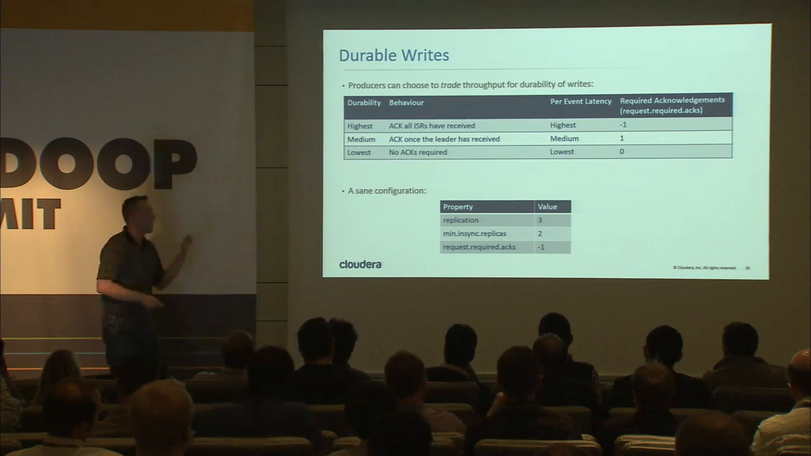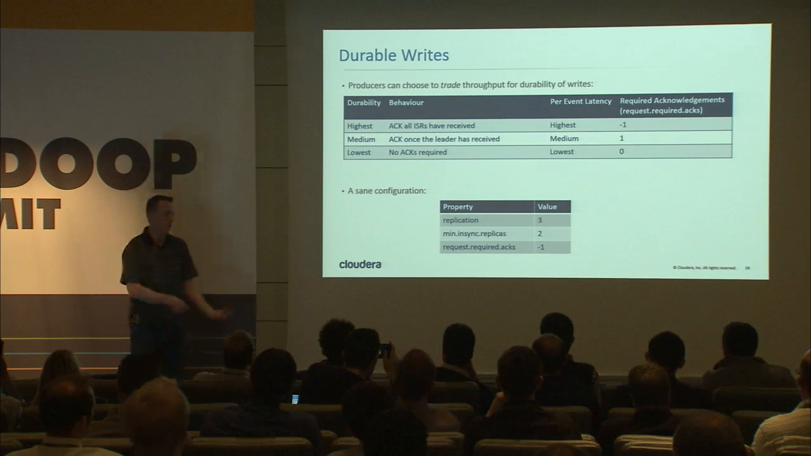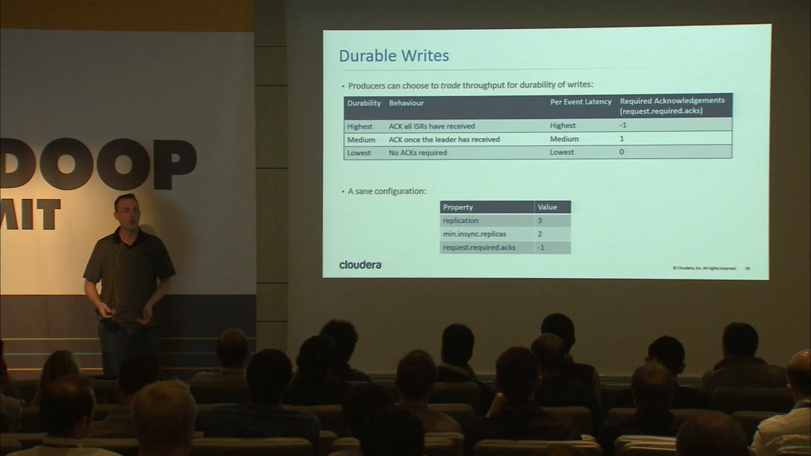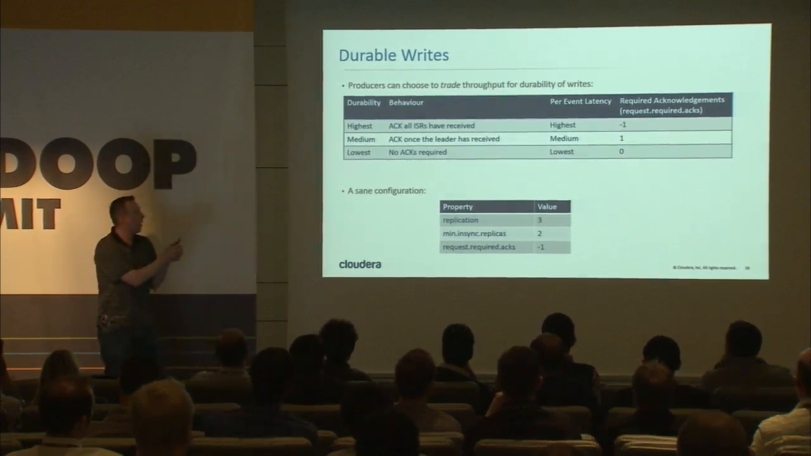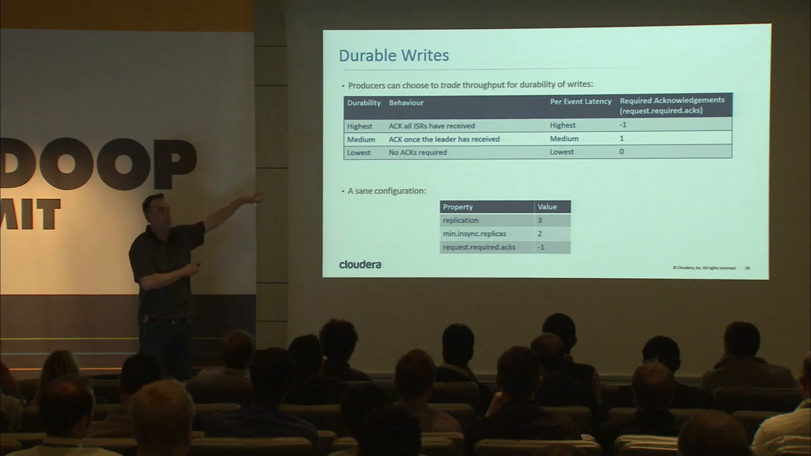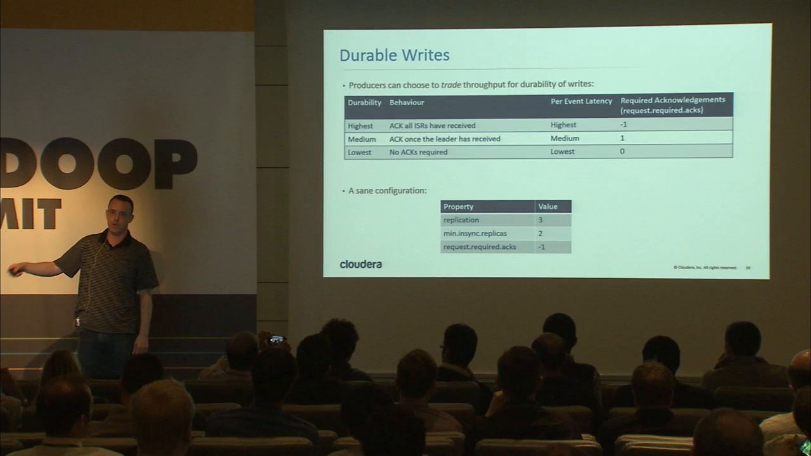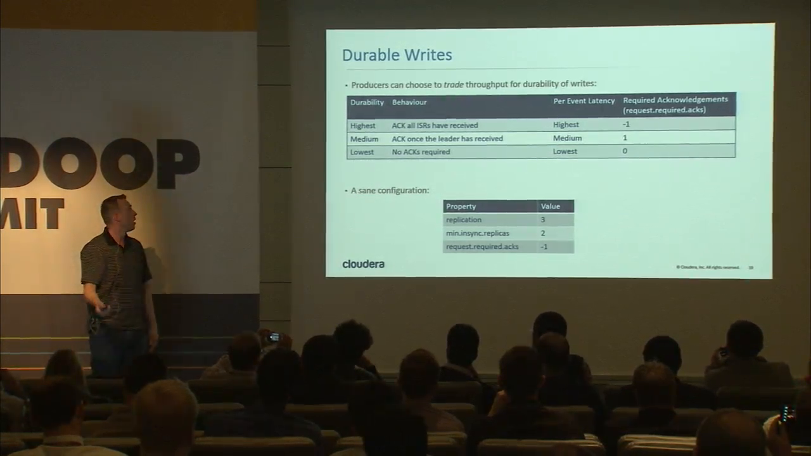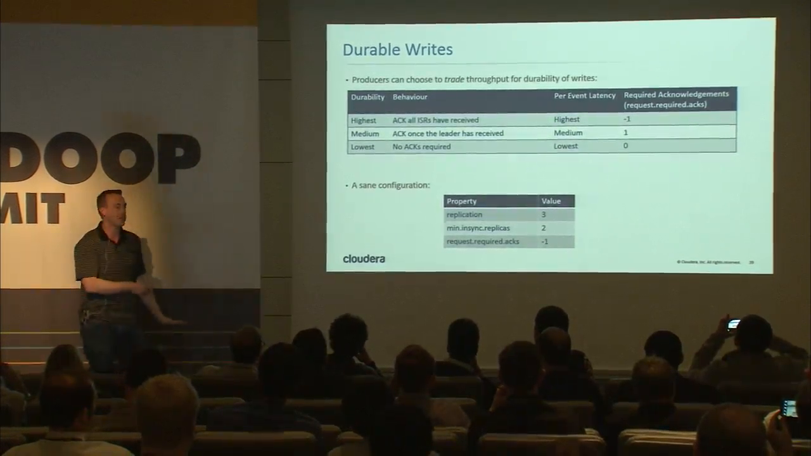The highest is that we haven't talked about what an ISR is, but we mentioned earlier that Kafka is replicated, and the unit of replication in Kafka is a partition. So when a producer is writing a message, if the acks for that particular topic are set to -1, we're going to make sure that every single replica for that partition has received the write. No one ever does no acks required, at least not in this kind of system.